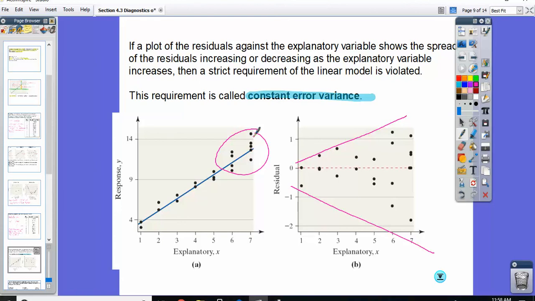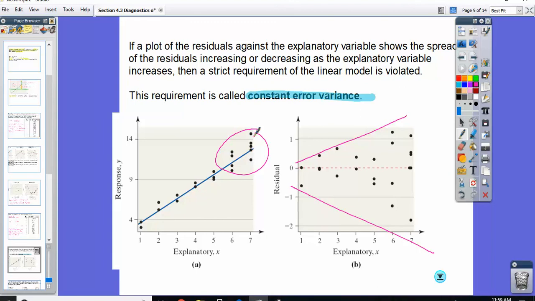So the two things that we're looking for when we look at our residuals: do we have a pattern? And do we have a constant error variance issue? Or is it cone shaped? Either direction. It could be that early on the points were really spread out and later on they became more consistent.